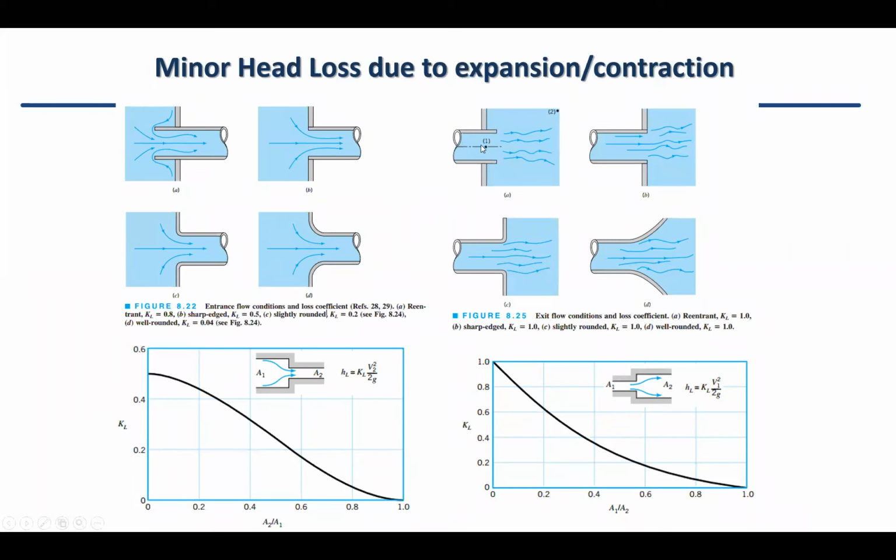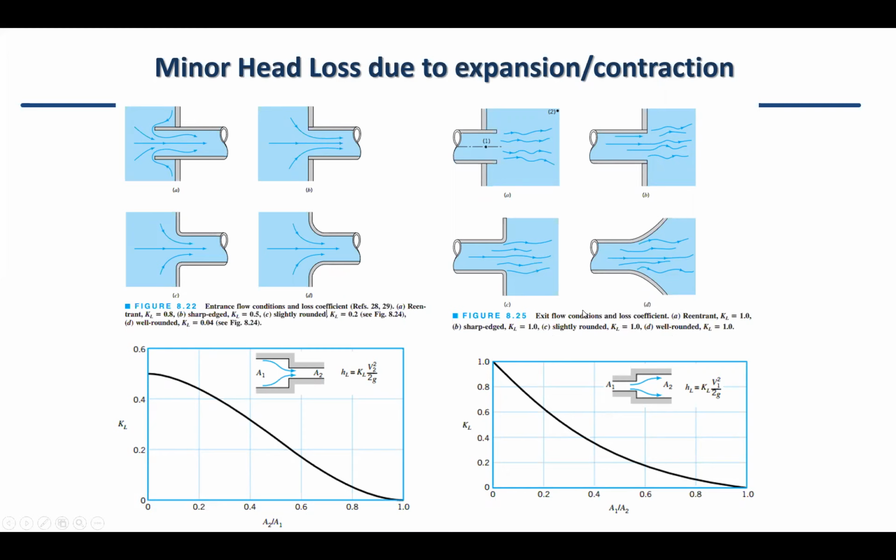But if you have, for example, a flow discharging from the pipe to the reservoir, like in figure A, we have the same simulation: figure A, figure B, figure C, and figure D. This one has no cutting or adjustment. This one has an adjustment here at the edge. These are slightly rounded, and this is well-rounded. Interestingly, for the outlet, you can see the minor head loss coefficient for all of them is 1.